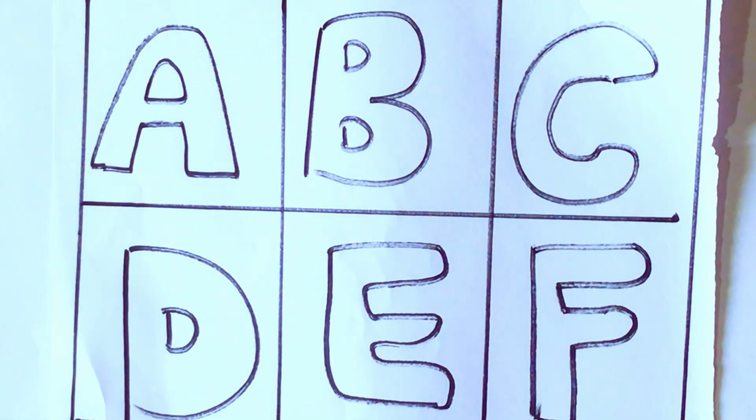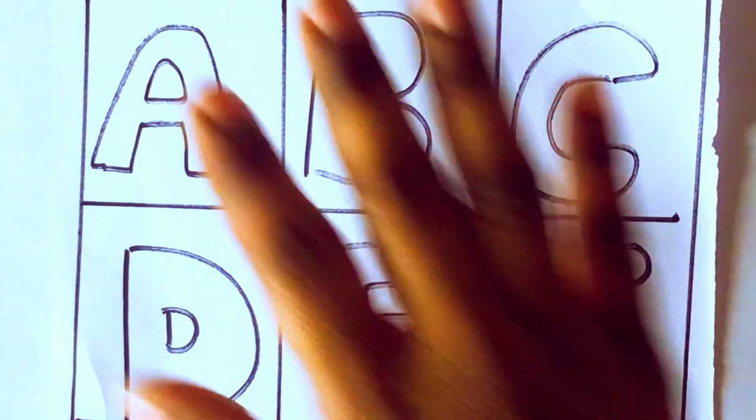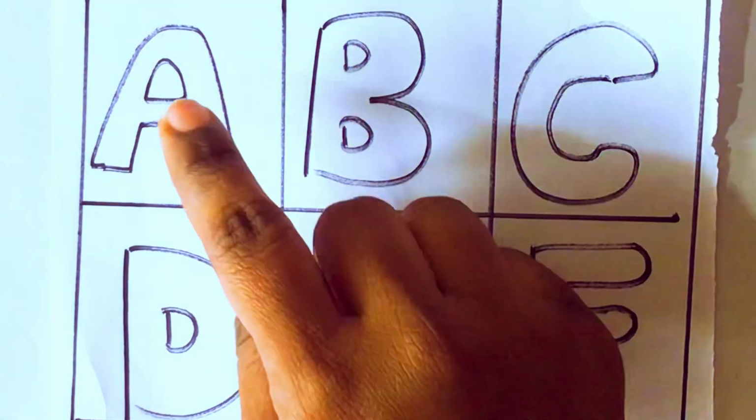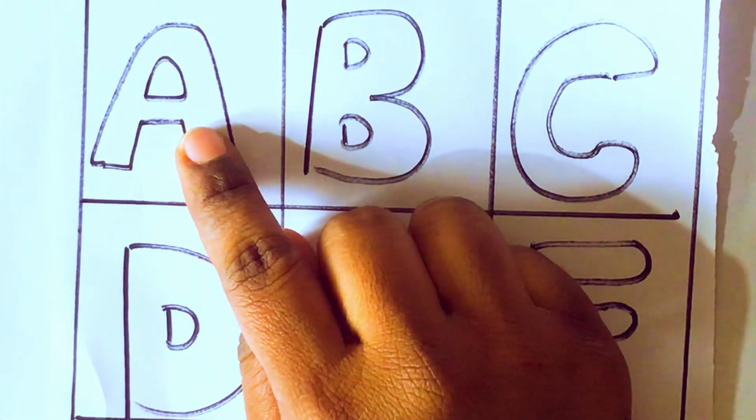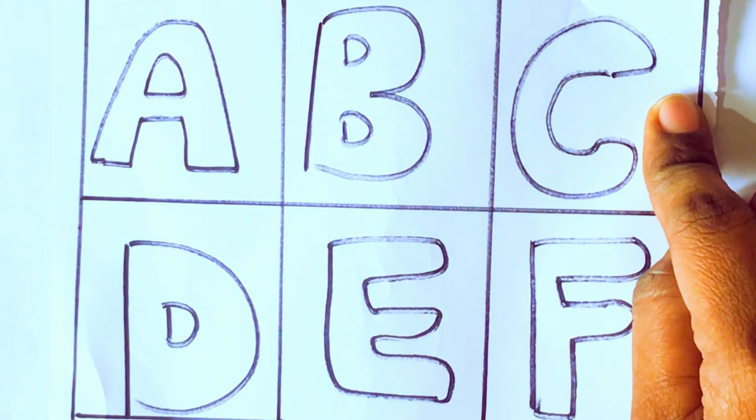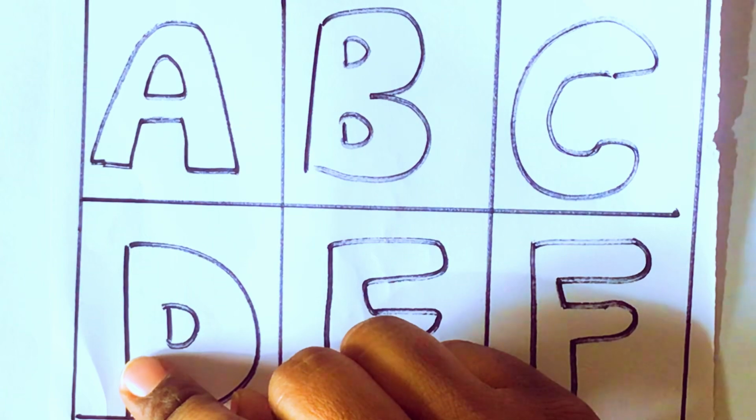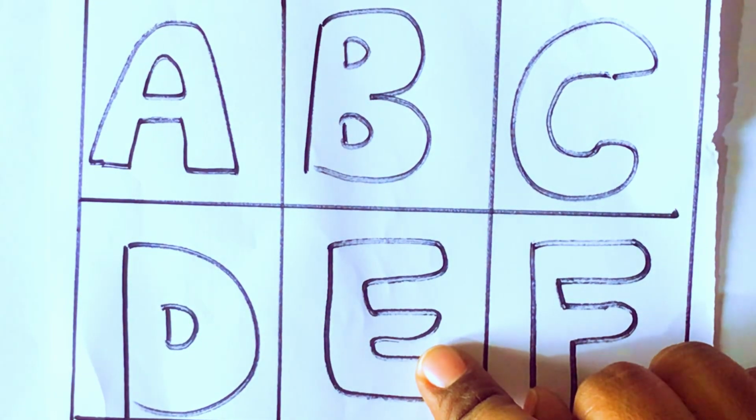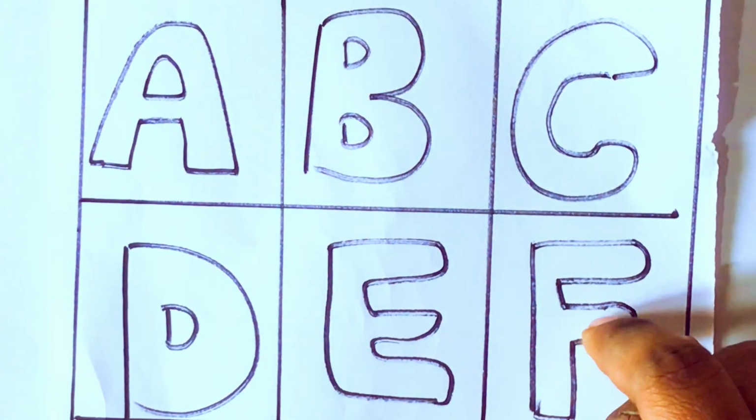Welcome to our channel. Today we are going to learn alphabets A to F. A, A for apple. B, B for ball. C, C for cat. D, D for dog. E, E for elephant. F, F for fish.